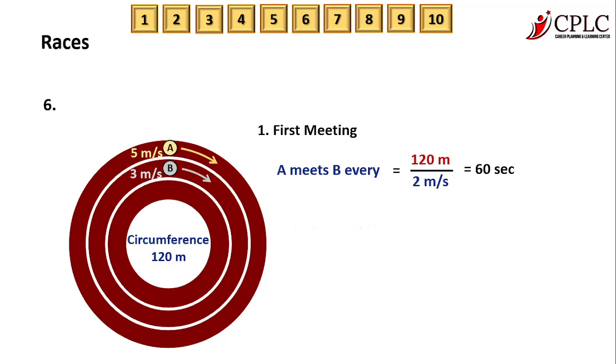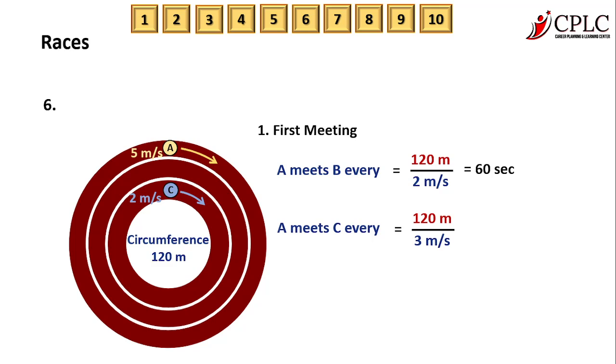What about A and C? A has a speed of 5 meters per second. C has a speed of 2 meters per second. They are also moving in the same direction. The relative speed becomes again the difference between the two speeds, which is 120 upon 5 minus 2, which is 3 meters per second. And 120 upon 3 gives us 40 seconds as the answer.